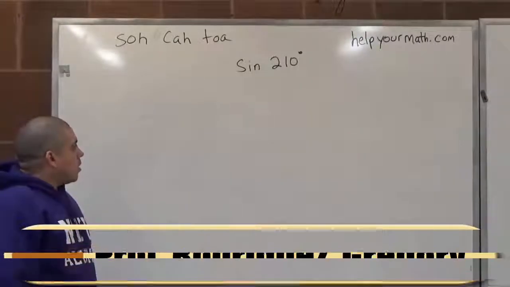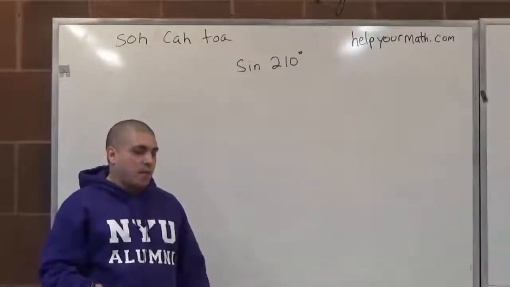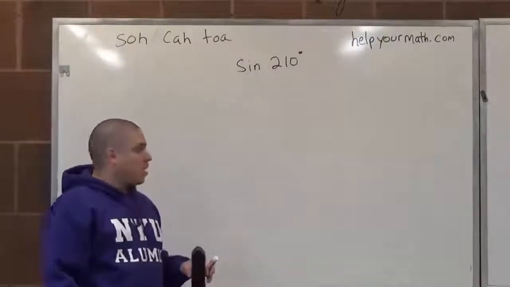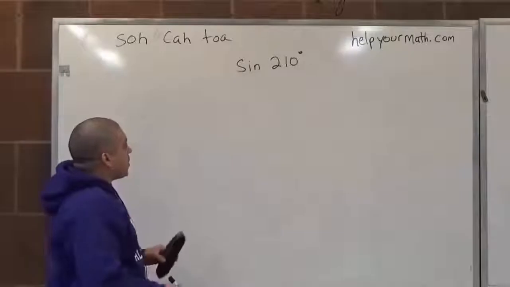Today we're going to be discussing the sine of 210 degrees. There's an alternative method that requires a unit circle, but I'm not going to deal with that method. The method I'm going to use is the x and y axis, known as the Cartesian plane. So I want to figure out the sine of 210 degrees.